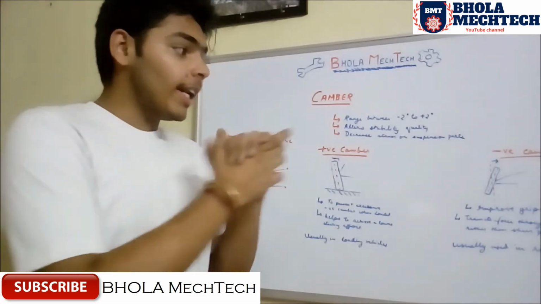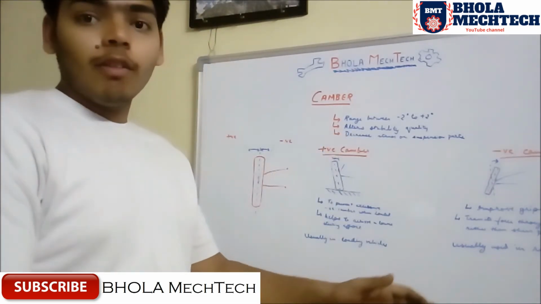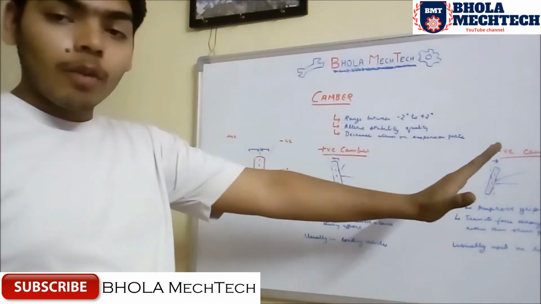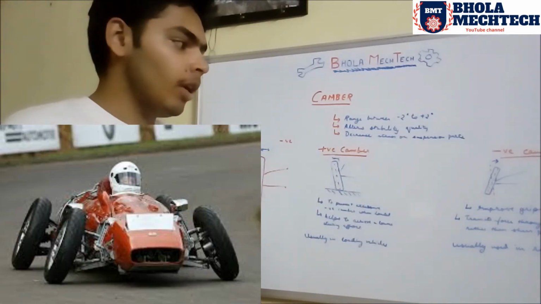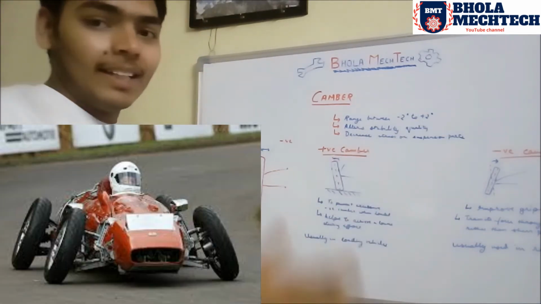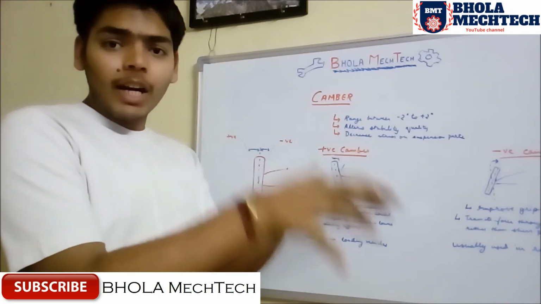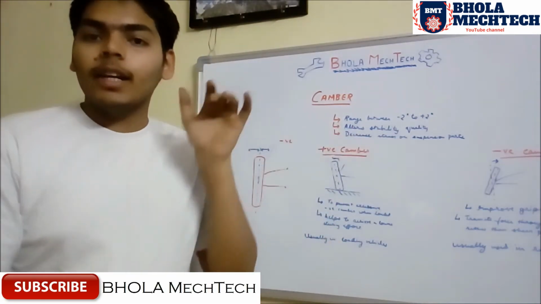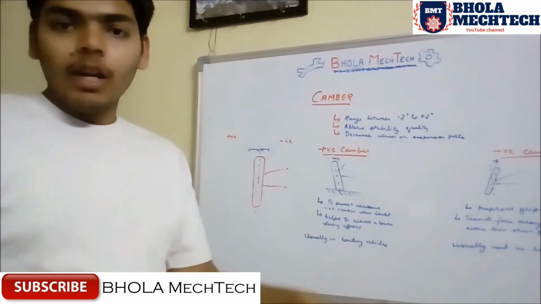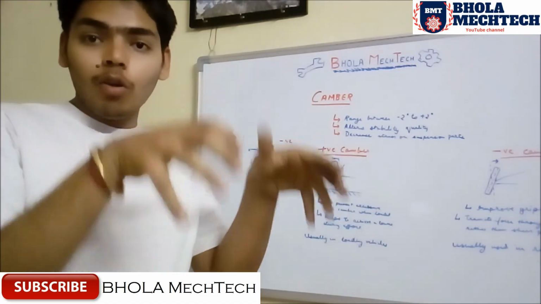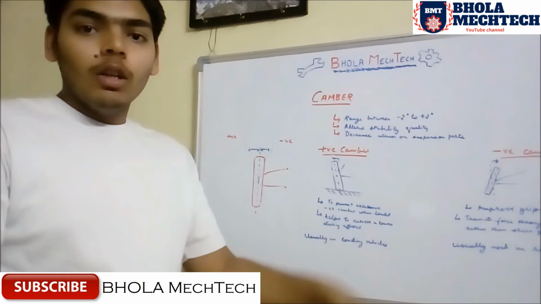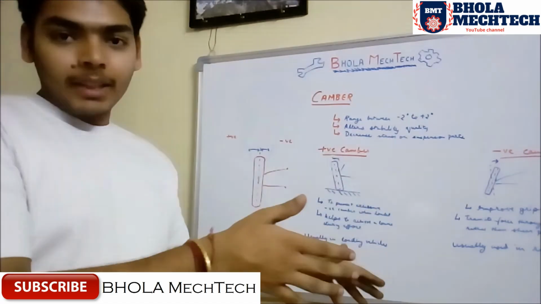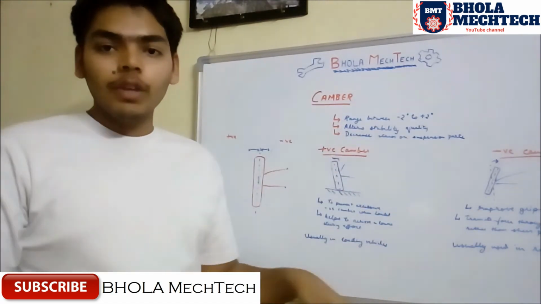Okay, now coming to the negative camber. Negative camber is the position of the wheel when the wheel is inward from the top and outward from the bottom. So this is the negative camber. It is basically used to improve the grip of the vehicle. It is used in racing cars, because they have less weight, so they need to transfer all of the weight to the ground. So this has better performance in racing vehicles.